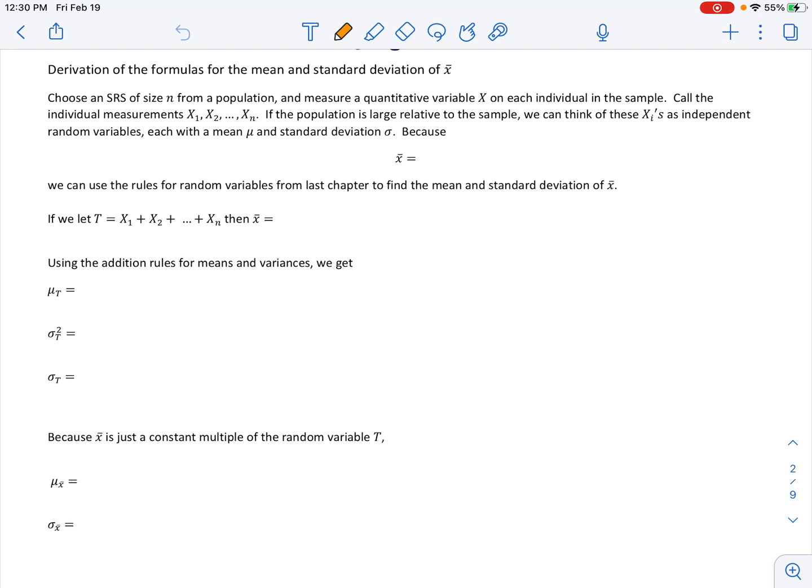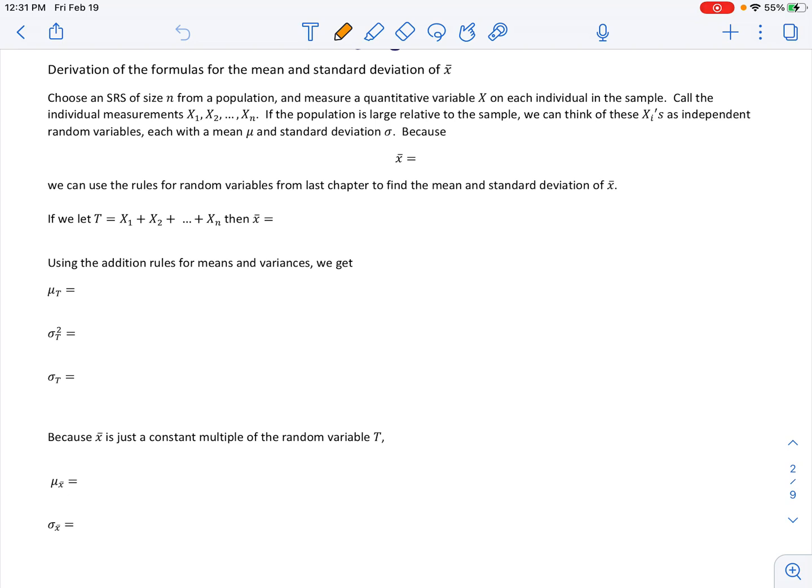So it says choose an SRS of size n from a population. There's some quantitative variable on each individual of the sample. So these individual measurements are x sub 1, x sub 2, all the way through x sub n, because there are n of them, whatever the sample size is. If the sample is small for a large population, basically, we could think of these as independent random variables, each with a mean and a standard deviation.